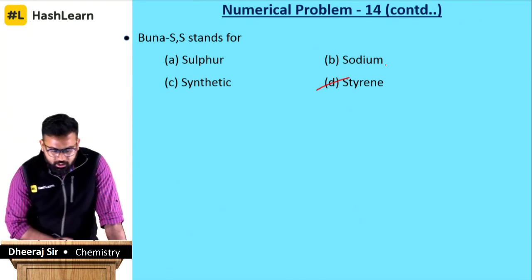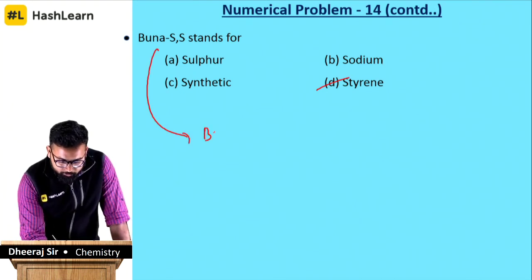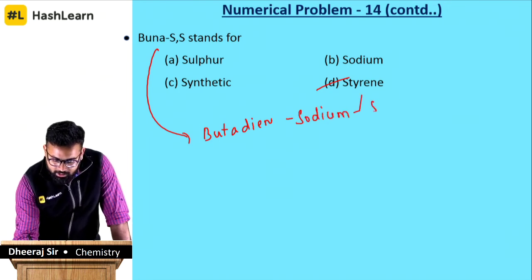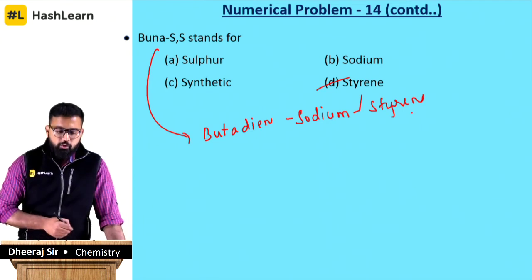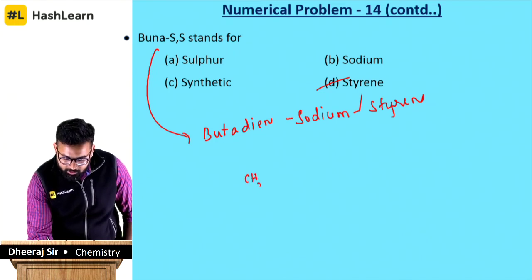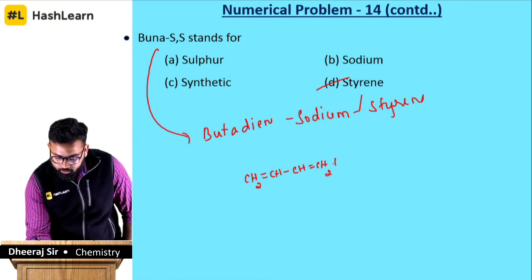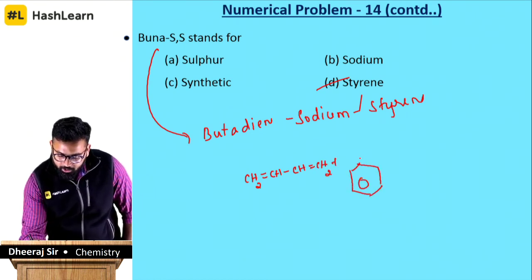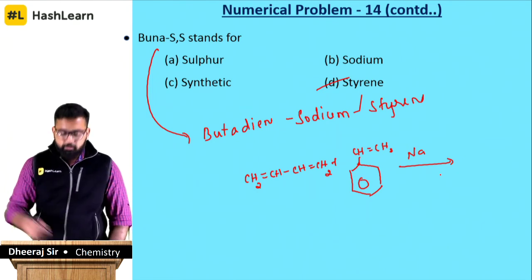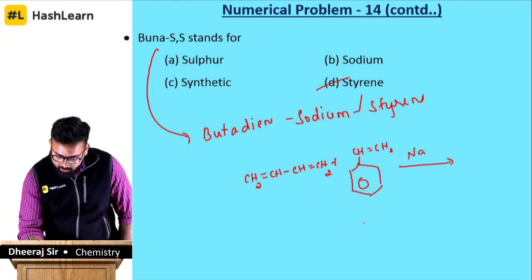All of you have given me the right answer. Buna S stands for Bu, butadiene, Na, sodium, and S stands for styrene. So Buna S is indeed butadiene, sodium, styrene. So butadiene is CH2 double bond CH, CH double bond CH2. Styrene is benzene ring and CH double bond CH2. Sodium will act as a catalyst. So there is polymerization reaction occurring. The polymerization reaction is double bond shifts this side and the valencies become free.